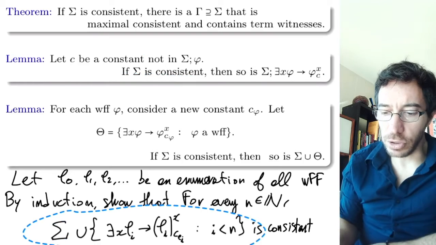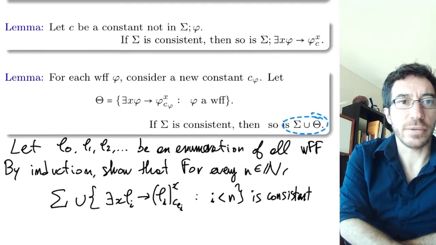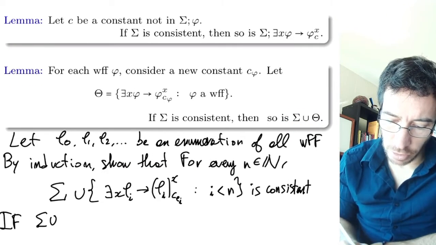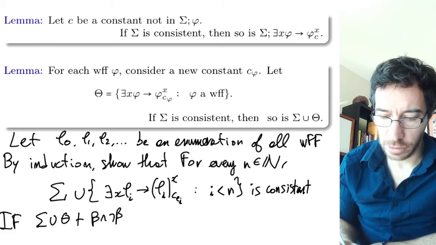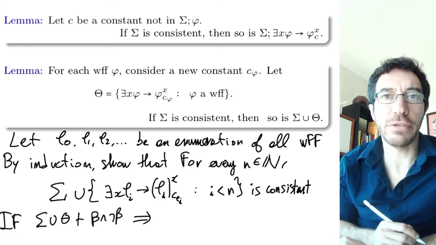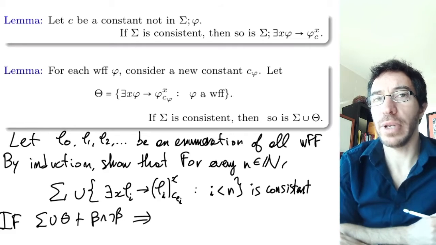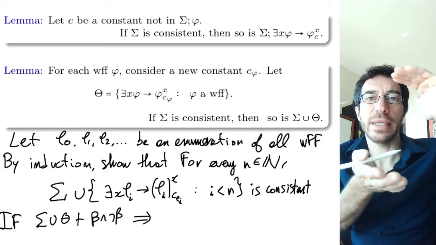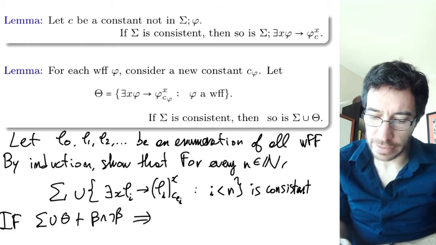Then when we add them all, why is it that we get that it's consistent? Well, if sigma union theta was inconsistent and it proves something of the form beta and not beta, then the proof used only finitely many formulas, because the deduction is a finite list of formulas. You can only use finitely many in a deduction. So you have to use only finitely many of those.